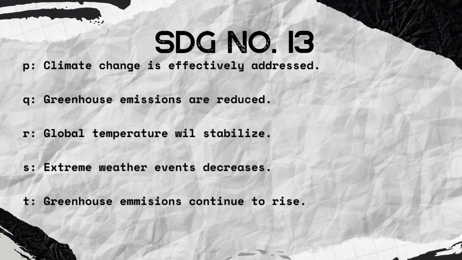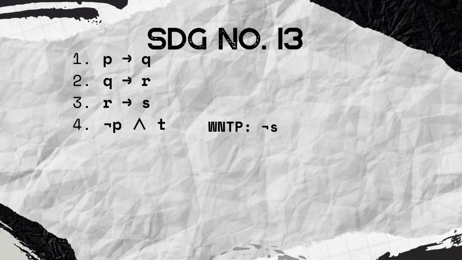Now we are going to cite the different statements or propositions. P. Climate change is effectively addressed. Q. Greenhouse emissions are reduced. R. Global temperature will stabilize. S. Extreme weather events decrease. And T. Greenhouse emissions continue to rise. Now we are going to translate each hypothesis into its symbolic form. Hypothesis 1. P implies Q. Hypothesis 2. Q implies R. Hypothesis 3. R implies S. Hypothesis 4. Not P and T. And we need to prove not S.